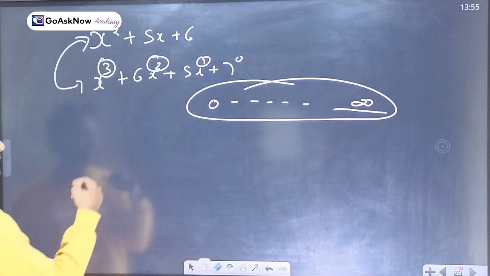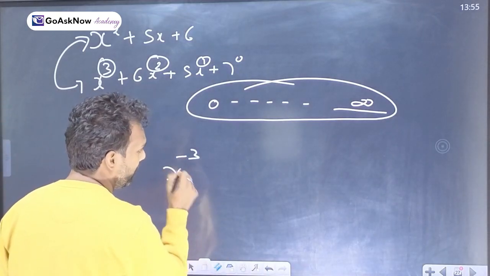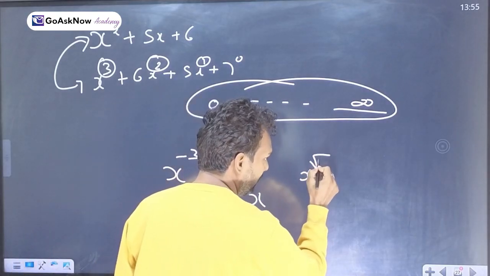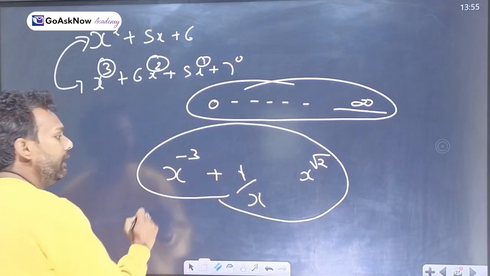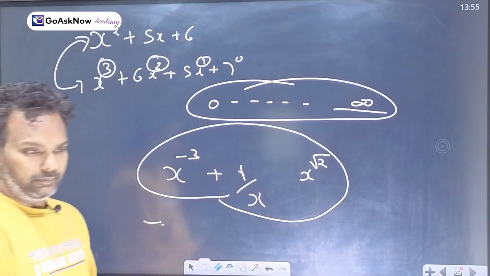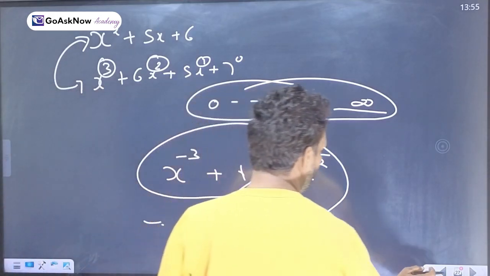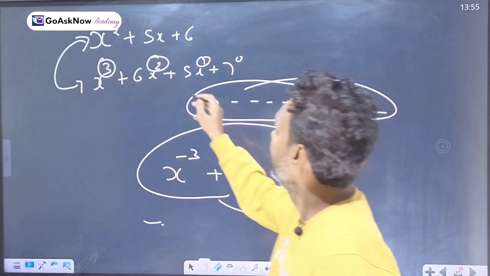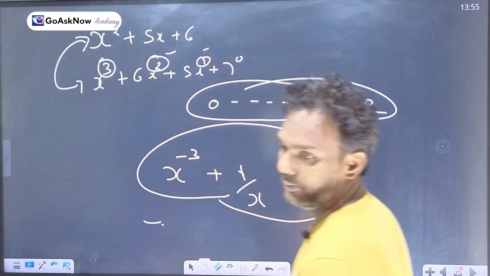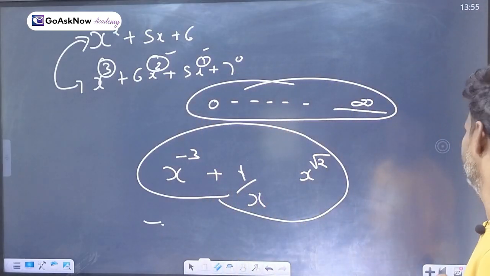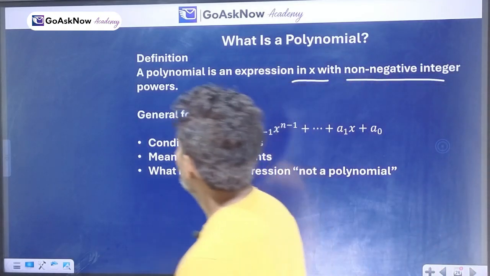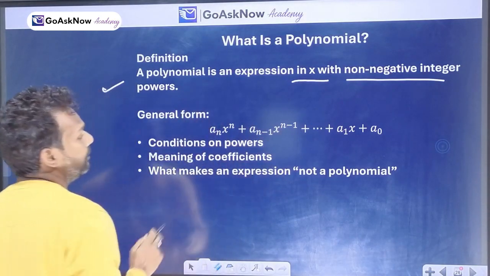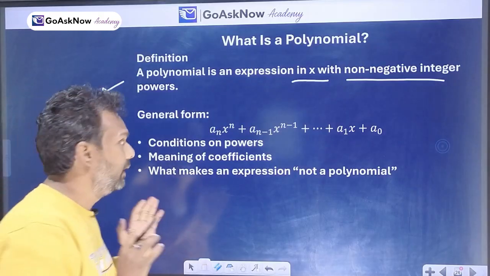But if there is any expression like x to the power minus 3 plus 1 by x, or x to the power 1 by root 2, then it will not be a polynomial. For a polynomial, it is very important that the power of the variable should always be a whole number. So, a polynomial is an expression in x with non-negative integer powers. Power of x should be a whole number.